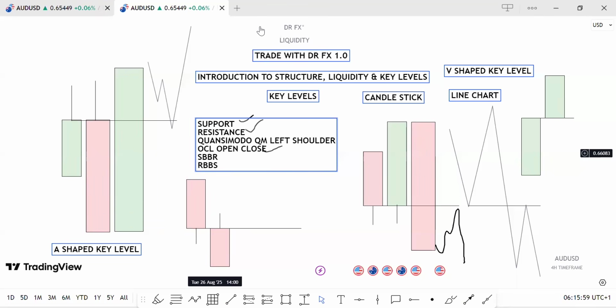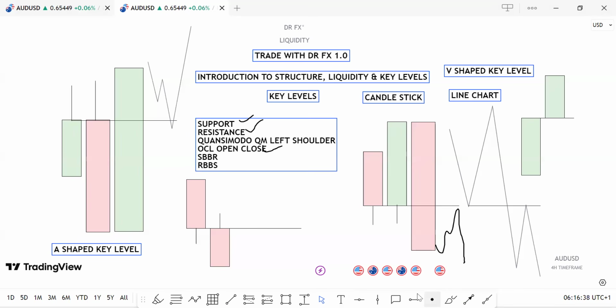QML, right? We move to QML quickly. Now, what is Quasimodo? What is QM? What is left shoulder? Now, people believe that left shoulder is one of the strongest key levels, but from my experiment and from my understanding and from my teaching and from my trading, my professionalism in trading and using my concept for a lot of time, I feel like RBBS and SBBR are the best and strongest form of key levels for me. The best, not just the best, the strongest form of key levels. As we go, I will tell you why they are the best and the strongest, right?